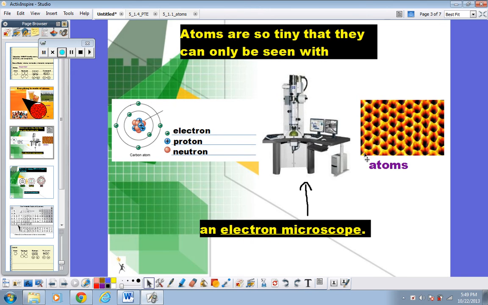And even smaller than atoms are the things that atoms are made of, which we don't need to learn about today. But this is a cartoon of what atoms actually look like if we could see them that close up, which we cannot, unfortunately. But yeah, atoms are so small that they can only be seen with this electron microscope.